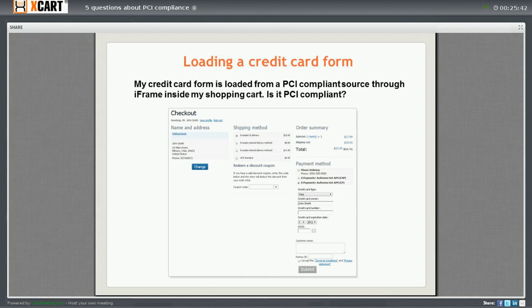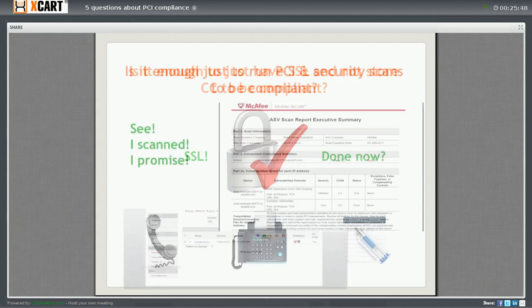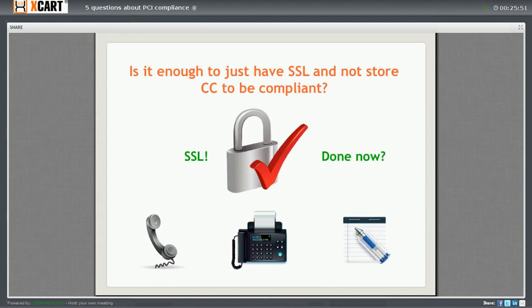So let's flip over to the next slide and look at some of the things merchants have been asking over the years since PCI has become a little bit more sturdily enforced. Is it enough not to store the card? Have SSL, have that tunneling, that card in transit encryption? Never store the card and still be compliant.